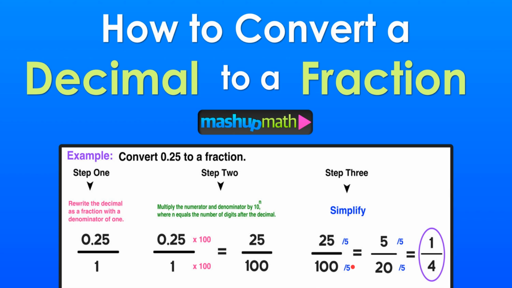Now this is simplification. You can simplify this further because both numerator and denominator are divisible by 5. So 25 divided by 5 is 5. 100 divided by 5 is 20. They are further divisible by 5, both numerator and denominator. So 5 divided by 5 is 1. 20 divided by 5 is 4. So 25 by 100 is equal to 5 by 20 and also equal to 1 by 4.